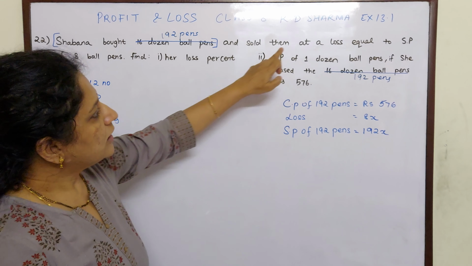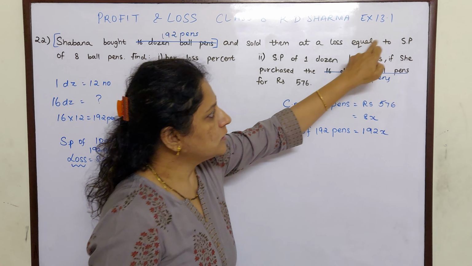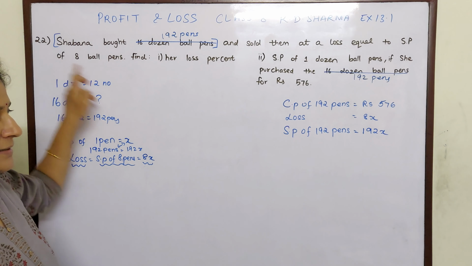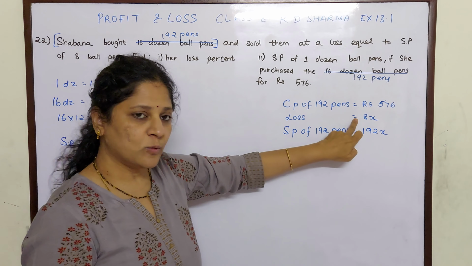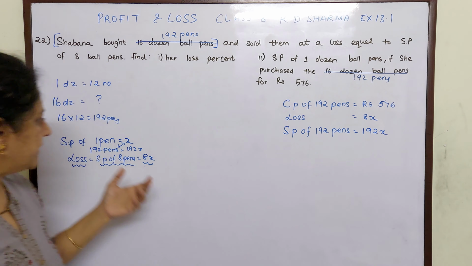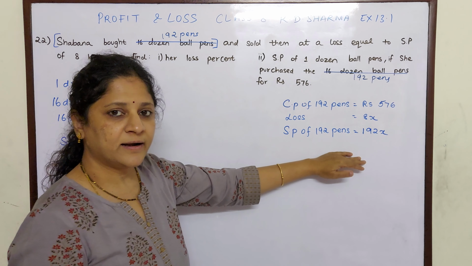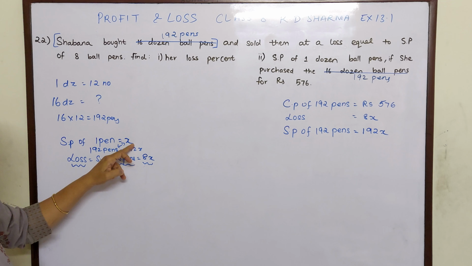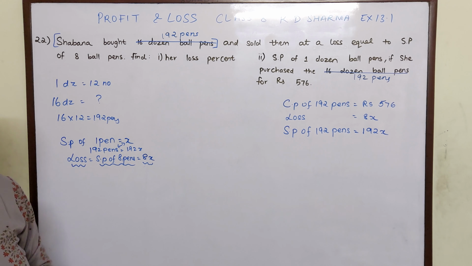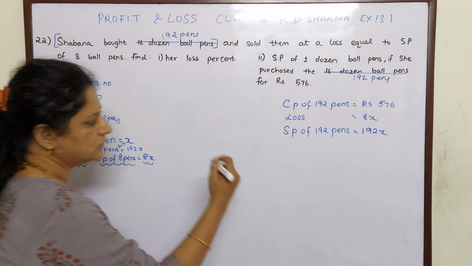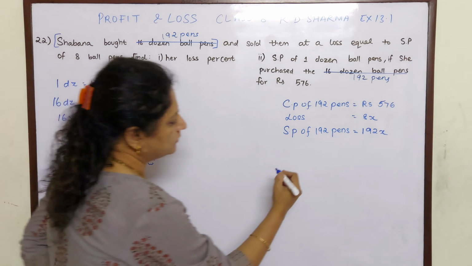And they told loss is equal to selling price of 8 ball pens. So 8 pens is 8X. And then what will be selling price of 192 pens? If 1 pen is X, then selling price of 192 pens is 192X. So, using the formula, loss is equal to cost price minus selling price. Loss is 8X, cost price is 576 and selling price is 192X.